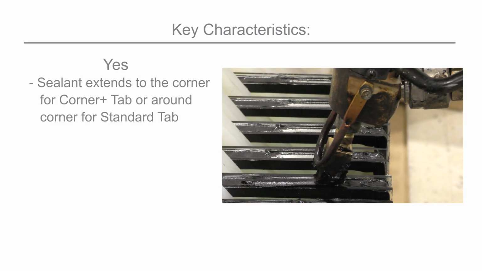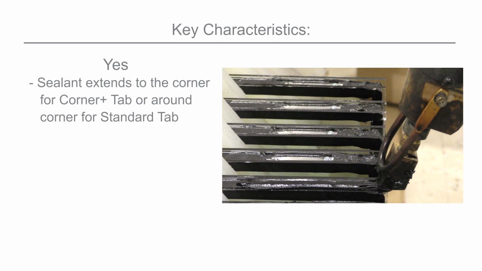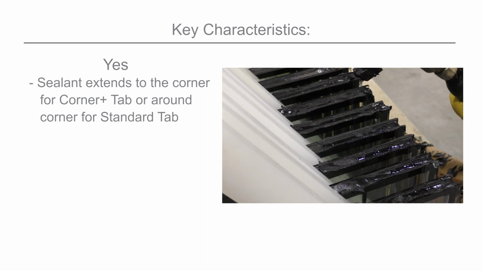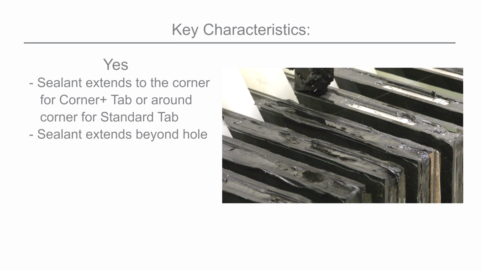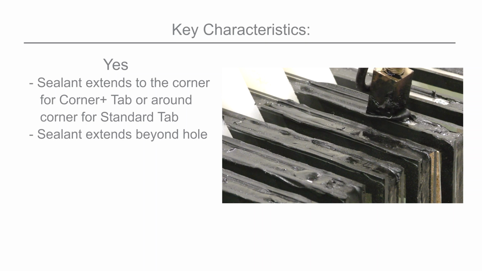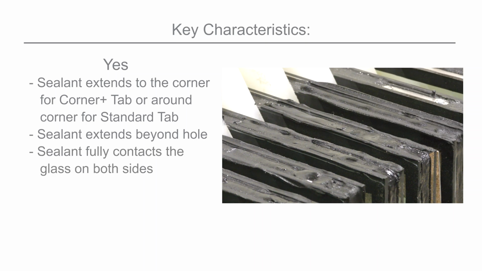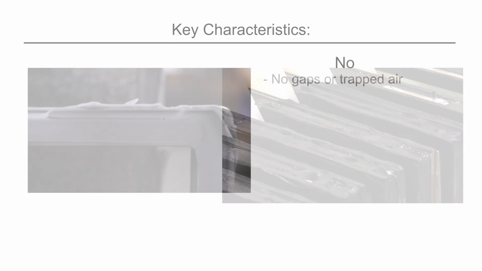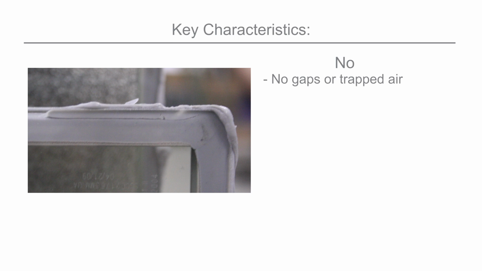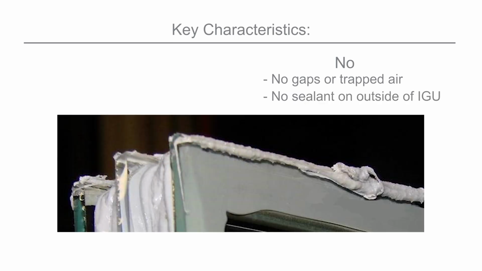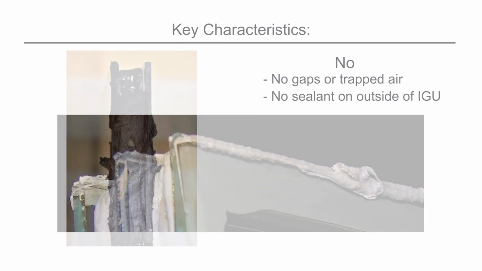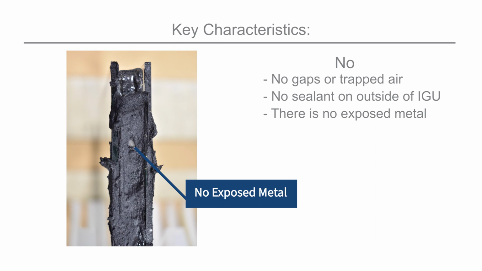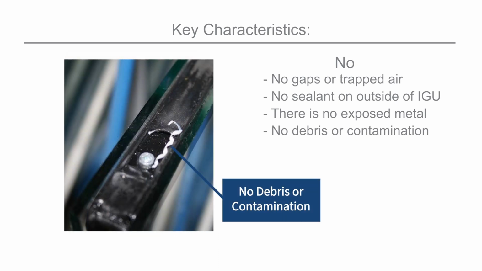To review, key characteristics of a good fourth corner patch include: the sealant extends to the corner with a corner plus tab, or wraps around the corner with a standard tab. The sealant extends beyond the vent hole. The sealant fully contacts the glass on both sides. The fastener is completely covered. There are no gaps or trapped air pockets. Sealant is not present on the outside of the IG unit. There is no exposed metal. No debris or contamination is trapped underneath the patch sealant.